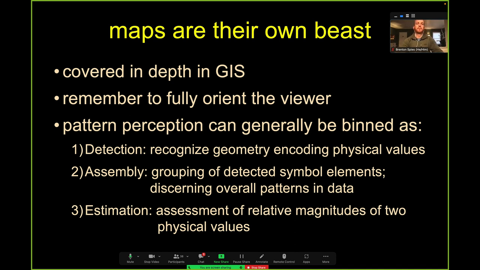I'll just say real briefly, we're not talking about maps here. Maps are kind of their own beast. That's why we have a whole class on GIS, and that's why we talk about graphing theory and mapping theory and geospatial perceptions. If you are doing a map, it's important to make sure you fully orient your viewer, and that we usually are using pattern detection, pattern perception to figure out how to interpret those figures.